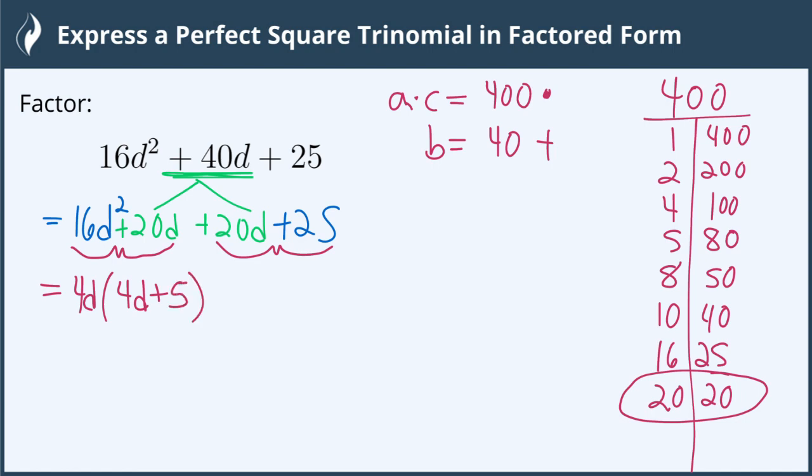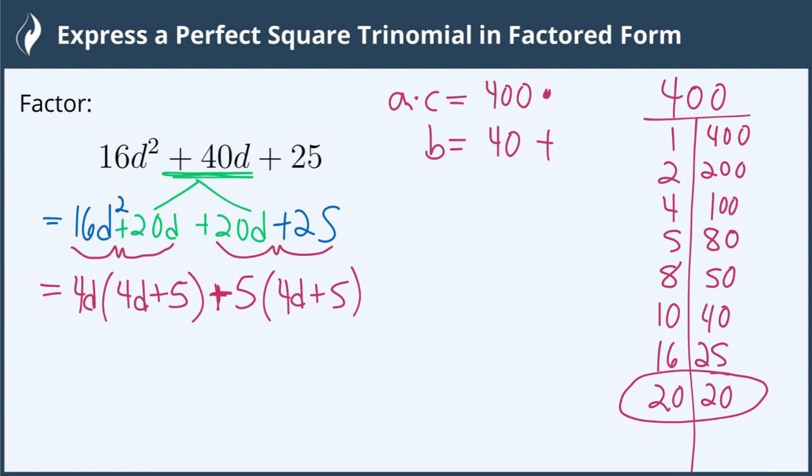Now, I can repeat this with my second pair. 20d and 25 share a greatest common factor of 5. So I put a plus sign. Don't forget that's there. 5. And when I factor that out, I'm going to end up with 4d plus 5.